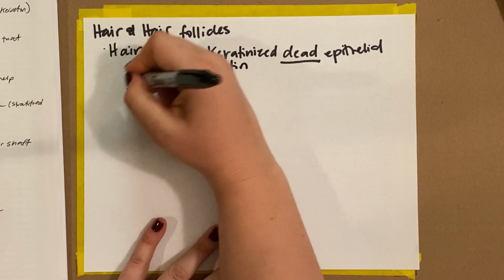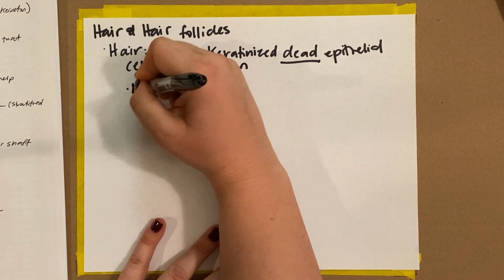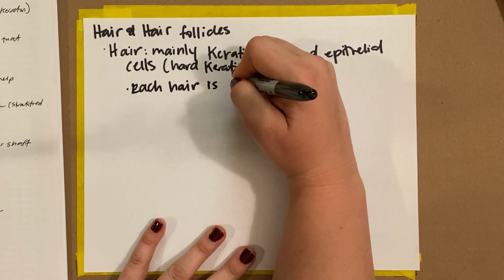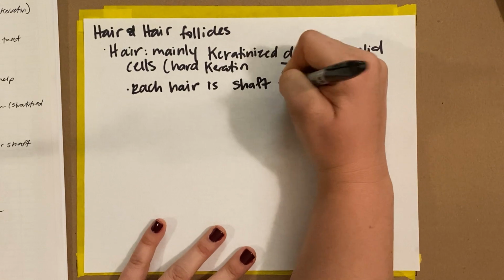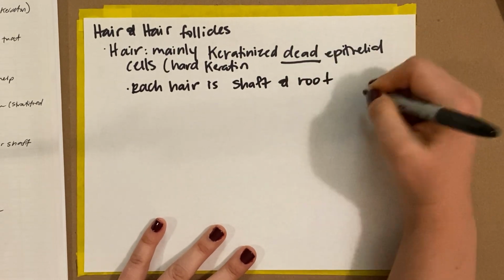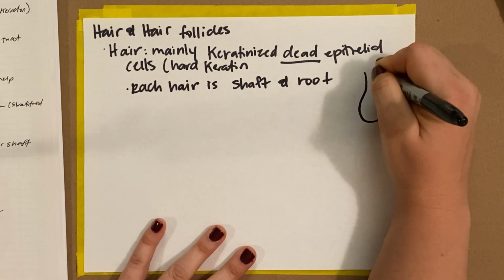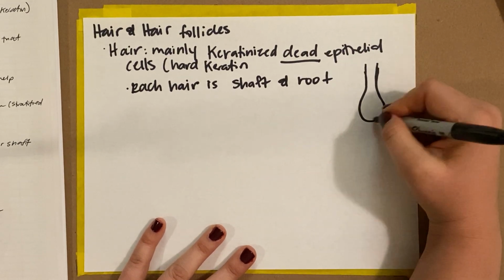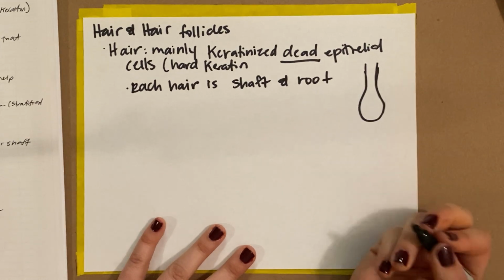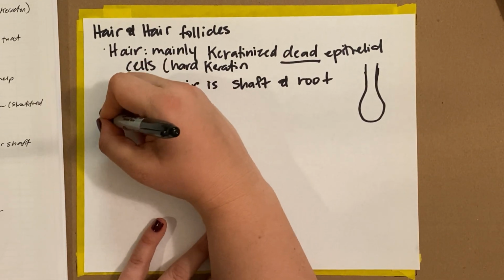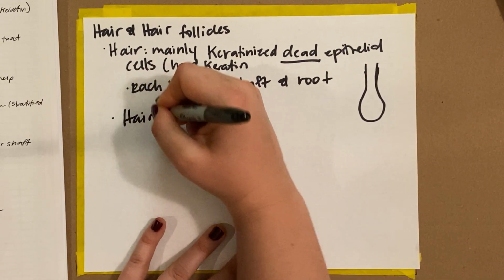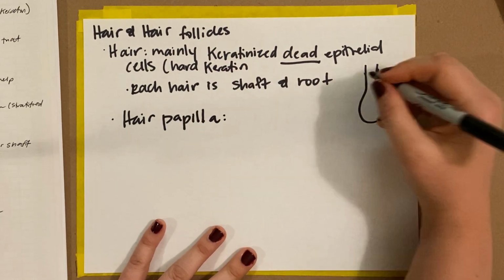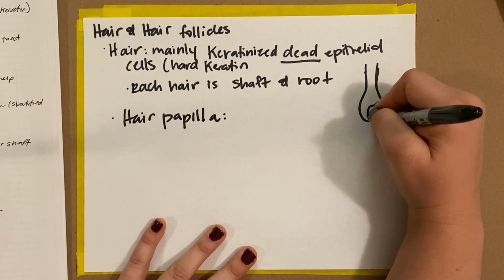Okay, and so each hair is going to have a shaft and a root. Okay, so we'll start seeing this structure. So the hair is going to have a shaft, and then we'll have this root or the hair bulb that we'll talk about. There also is going to be a structure called the hair papillae. And that's going to be in this very center part of the hair.